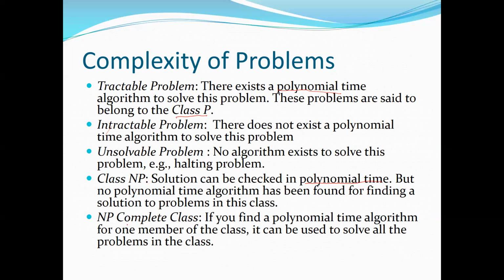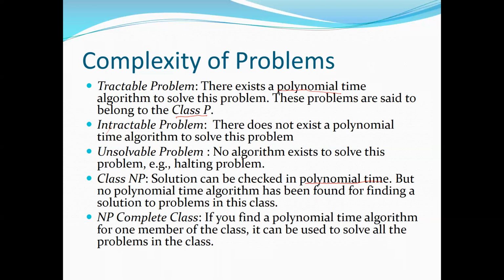Then there is another class that is called the NP complete class, right? NP complete problems are the problems where, if you find a polynomial time algorithm for one member of the class, it can be used to solve all the problems in that class. That's called the NP complete class, right? So these are the types of problems based on the complexity of the algorithms.